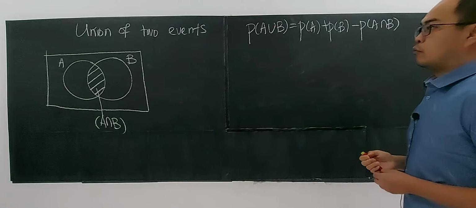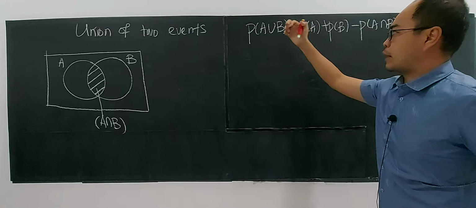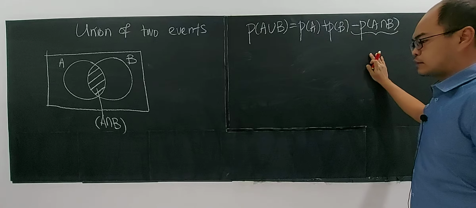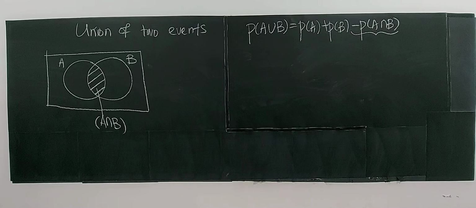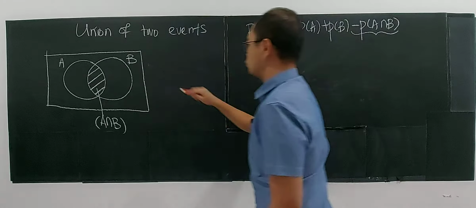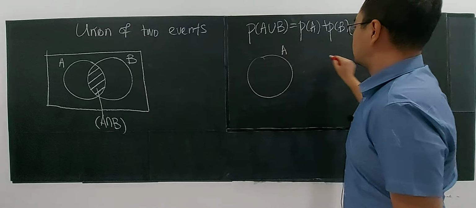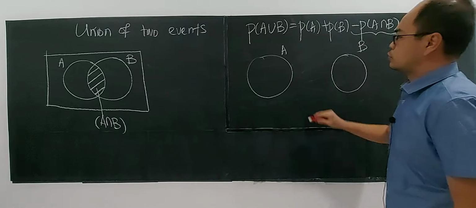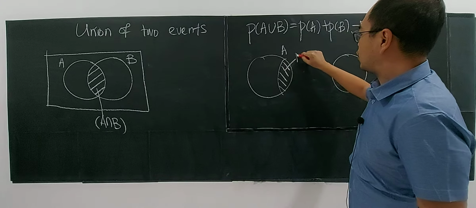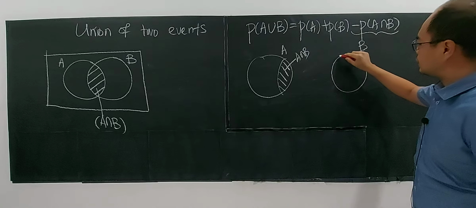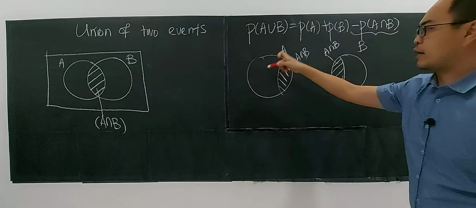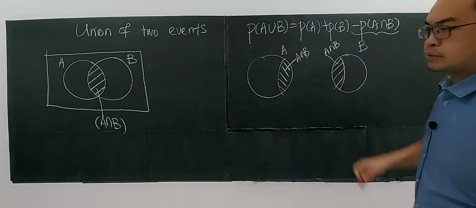Sometimes students ask me, why is it that for A union B, the formula is P(A) plus P(B), and you need to subtract the probability of A intersecting B? A very simple explanation: if I separate these two events and take them out, part of event A is part of event B. This is called A intersecting B. Part of event B is also part of event A, meaning they are sharing a region.